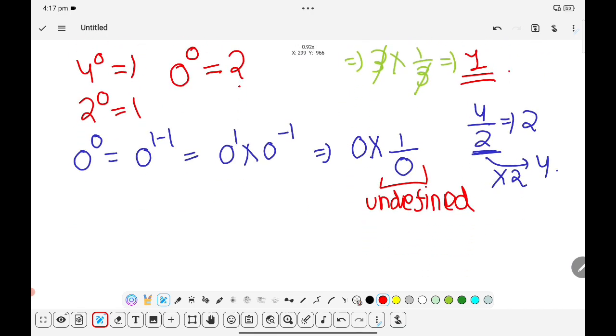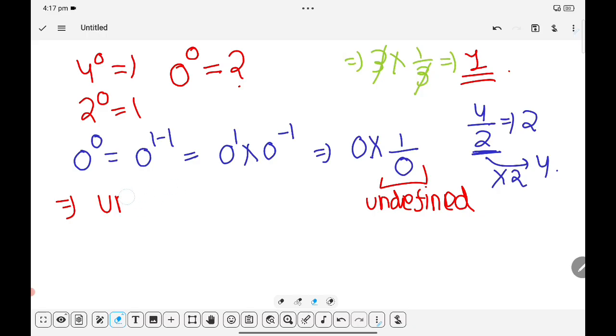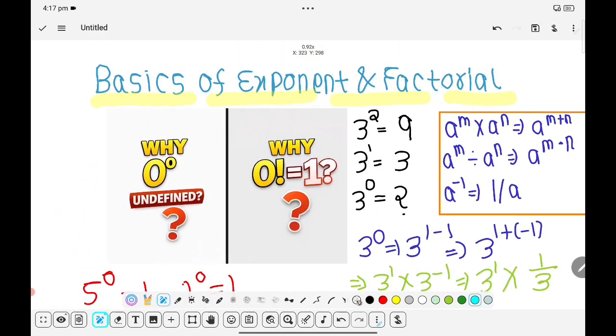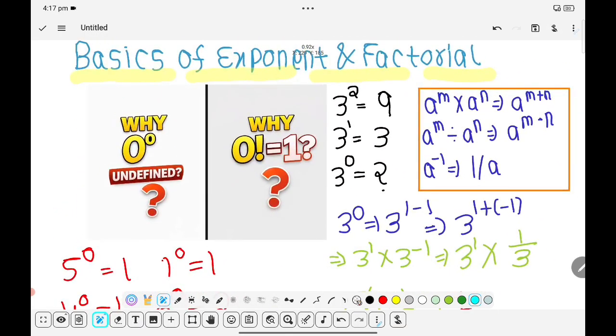So 0 to the power 0 is undefined only. Understood? It is undefined or meaningless. Now I hope your basics have been cleared. So now let's get further. Now our second question was, why is 0 factorial 1?